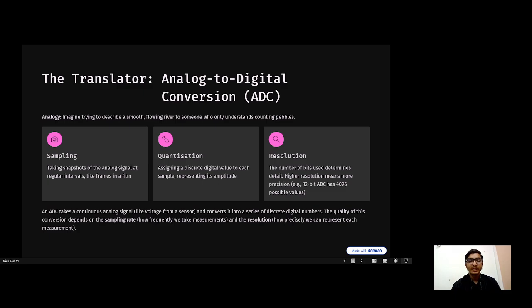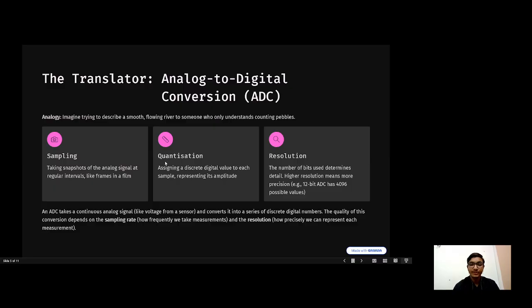So the main topic starts from here. The translator, analog to digital conversion. Analogy: imagine trying to describe a smooth flowing river to someone who only understands counting pebbles. So the first step is sampling, taking snapshots of the analog signal at regular intervals, like frames in a film.